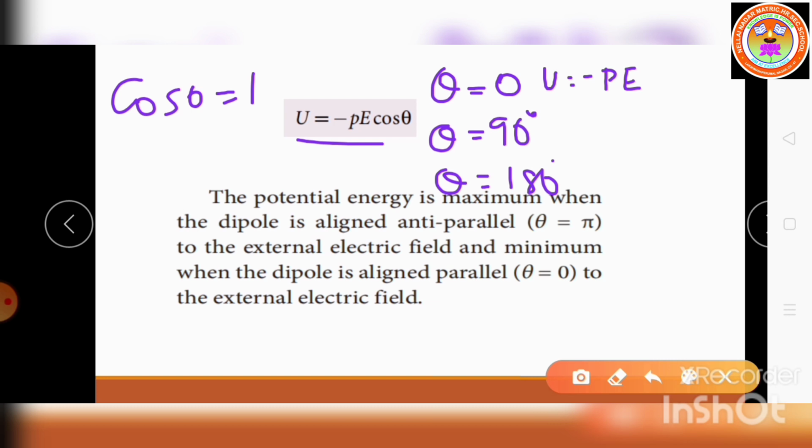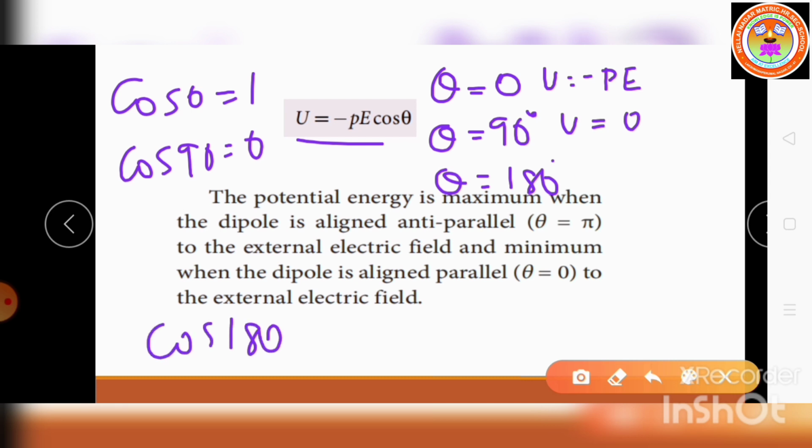Second case, what is the value of cos 90 degrees? Cos 90 degrees is equal to 0, so we get U is equal to 0. Next, we consider cos 180 degrees. The value of cos 180 degrees is minus 1. So minus into minus gives plus, and U is equal to PE. See children, the value of U is maximum when theta is equal to 180 degrees, or we can say pi.